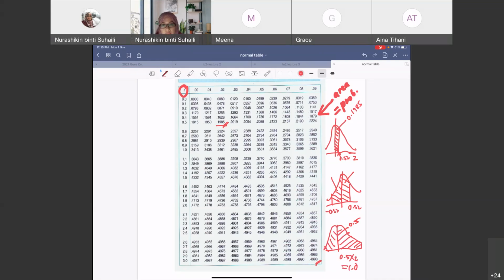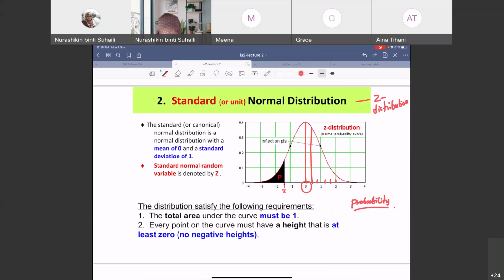Okay, all right, let's go back to the lecture. So this is what is meant by that. The total area under the curve must be 1. Every point on the curve must have a height that is at least 0. So you can see that here, it only has the positive y-axis. It starts from 0, I mean, the positive values, the height. It doesn't have negative height, okay?